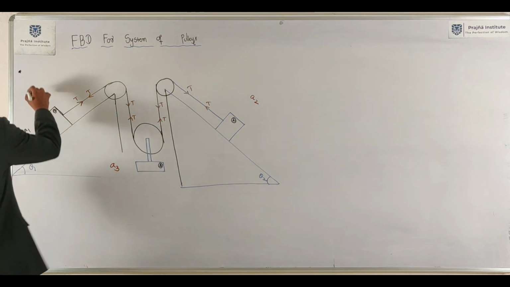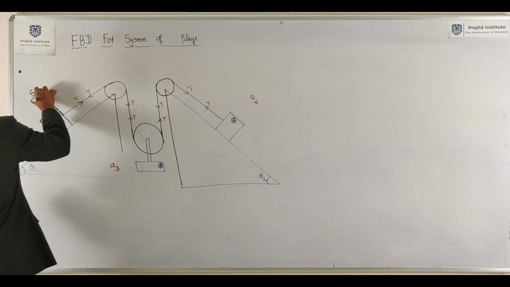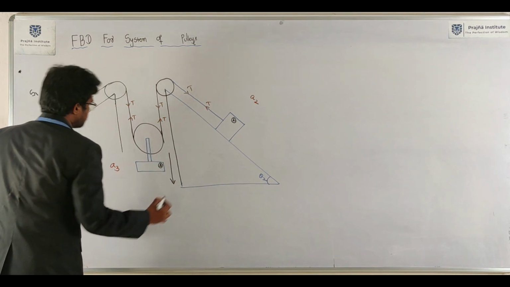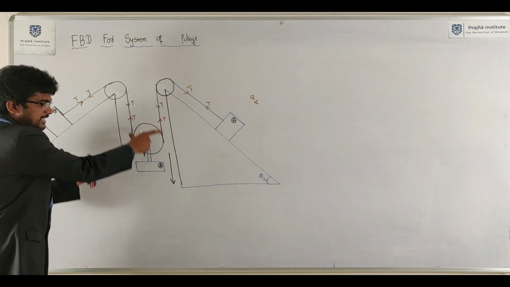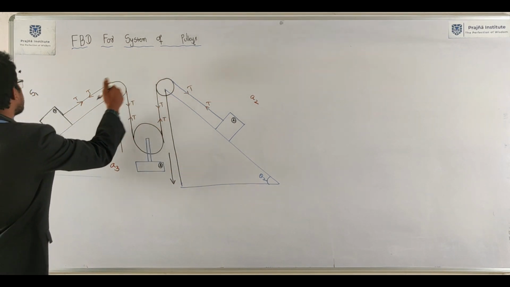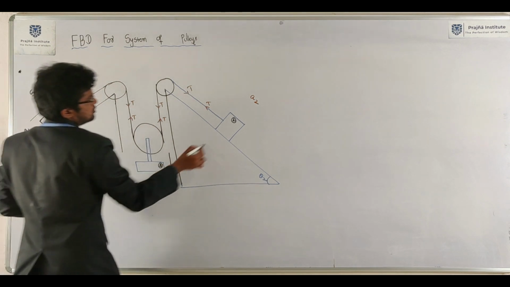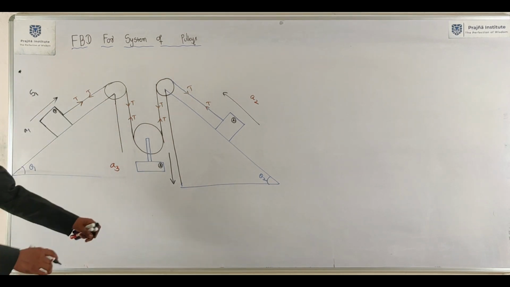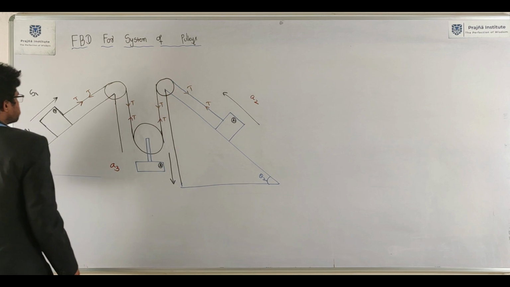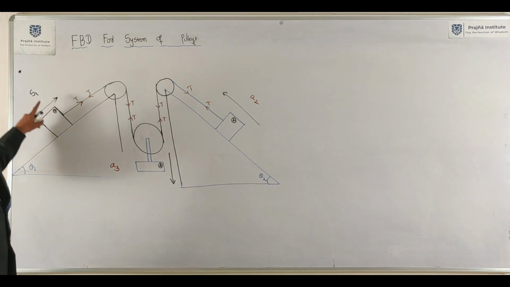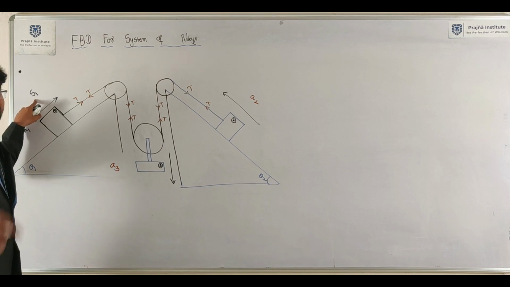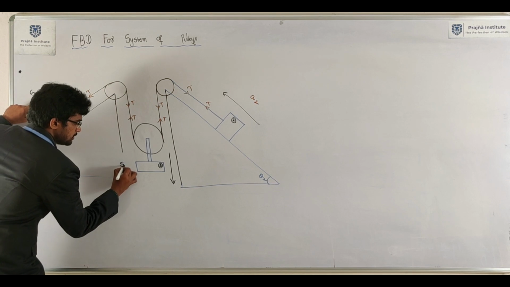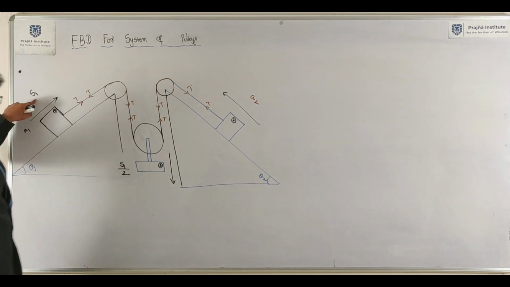If the distance moved by block 1 is S1, just assume that it is moving down. Then block 3 is moving down, and block 1 and block 2 will move in this particular direction. Of course, this is assumed. Here it is very simple. The distance moved by block 1 is S1. Then what is the distance moved by block 3? It is nothing but S1 by 2.